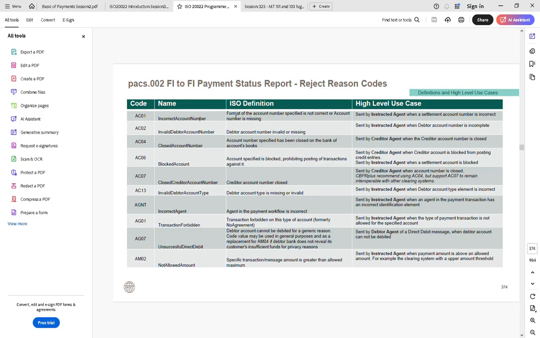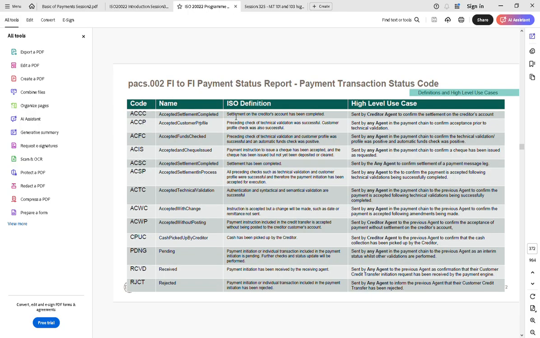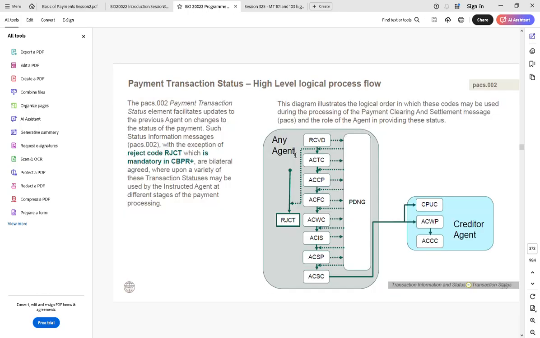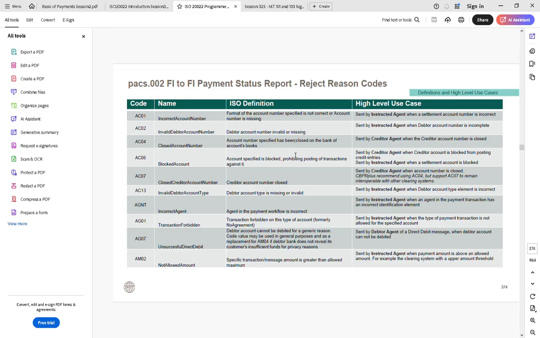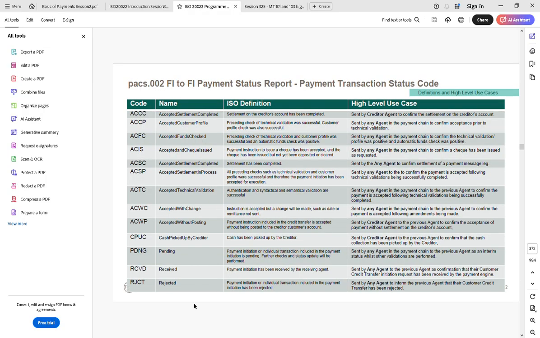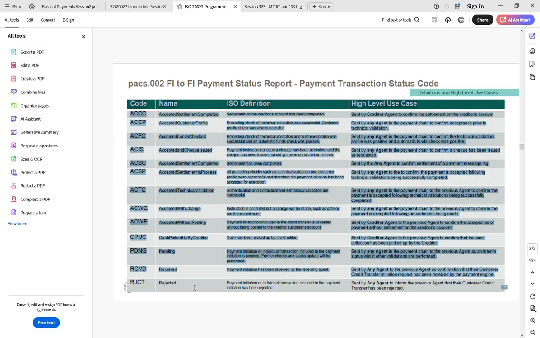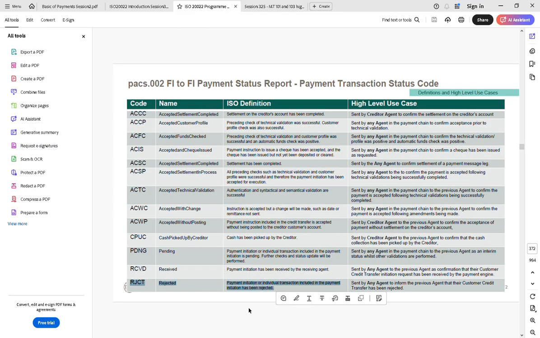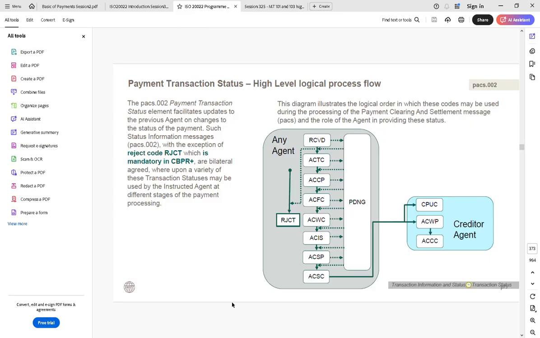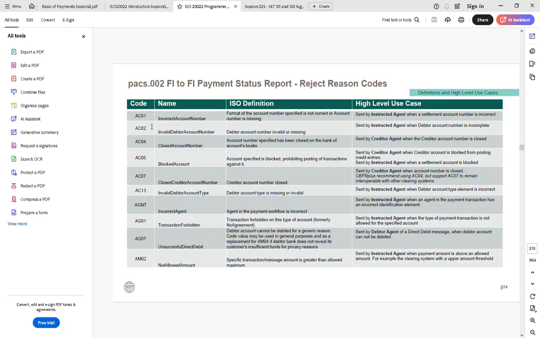Okay, so now what are the status report and reject? So these are the codes we know. But what should be generated in your message, it will be like this. What are the different reasons for reject? Now if reject is there, we should know the valid reason, to the bank, to the account owner. What is the valid reason why we are rejecting the payment? So the reasons are mentioned here.